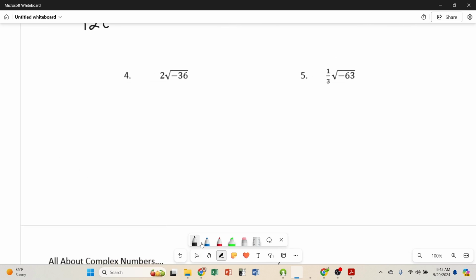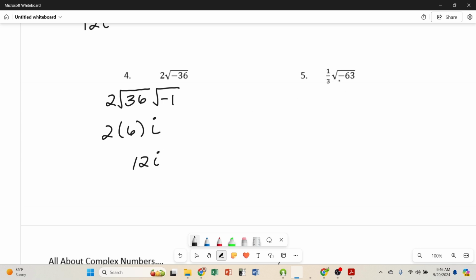Okay. So now we're given 2 times the negative square root of negative 36. Again, take it apart. Don't forget to bring the 2 over here. So this would be the square root of 36, which is a perfect square, times the square root of negative 1. So bring it down another step. 2 times the square root of 36, which is 6. 6 times 6 is 36. If you have to, use a calculator. And the square root of negative 1 is I. So our answer here again is 12I.